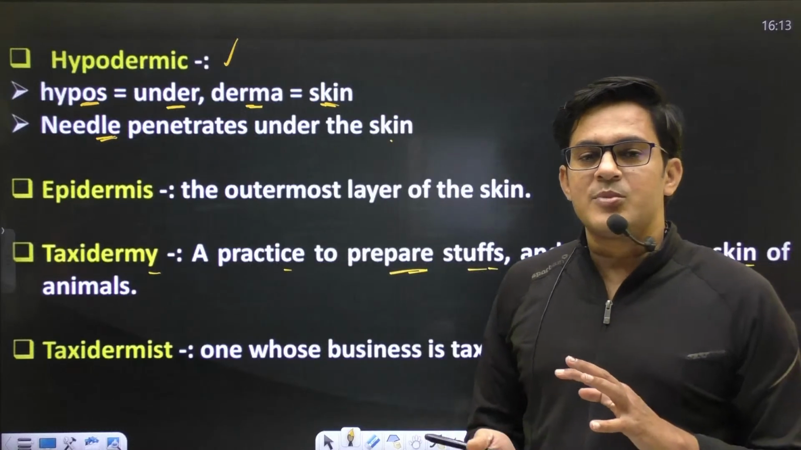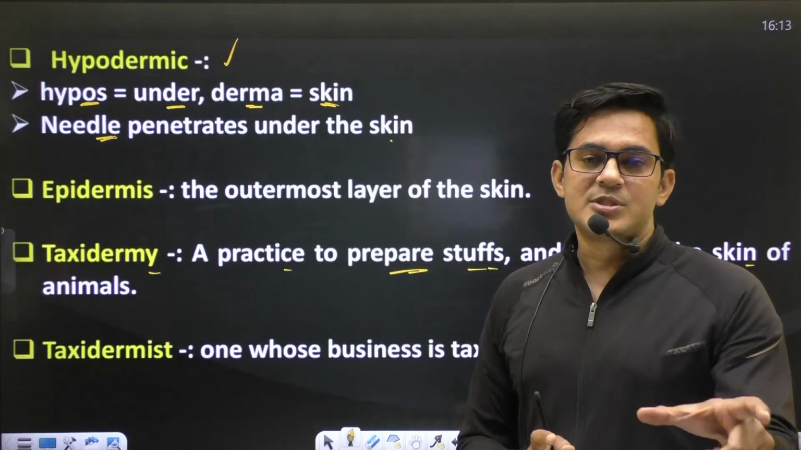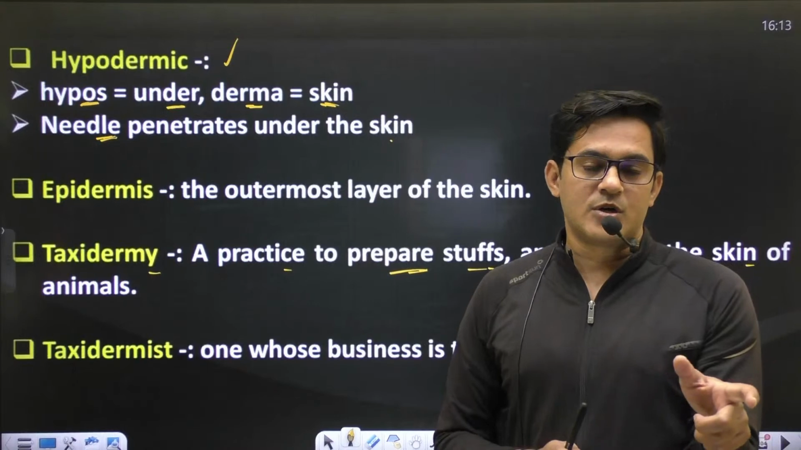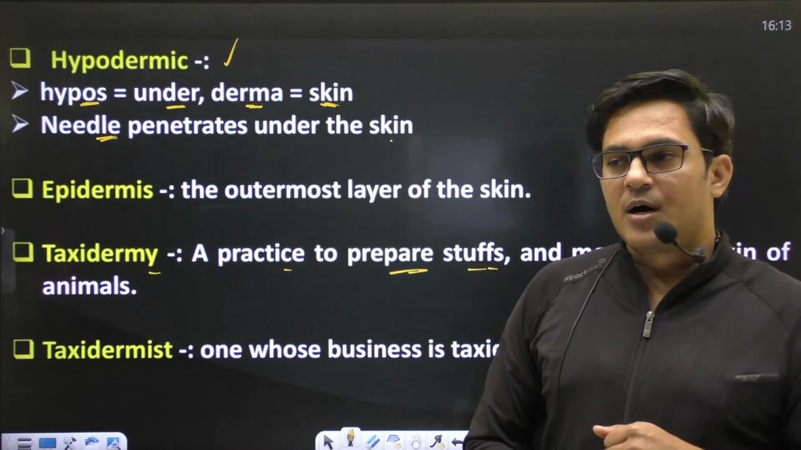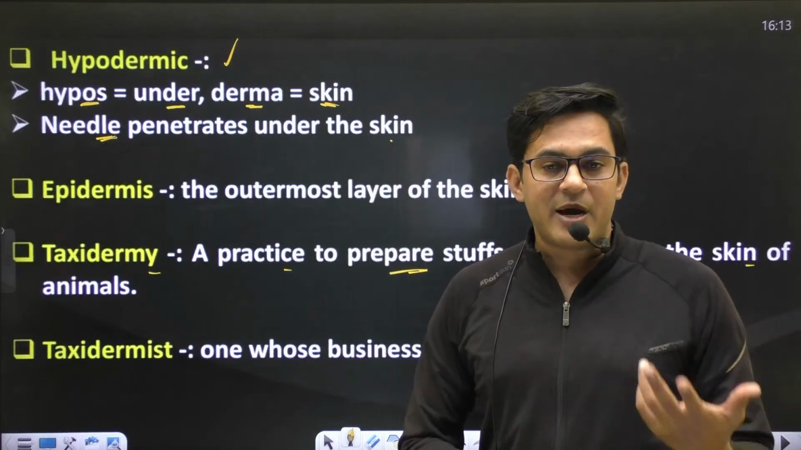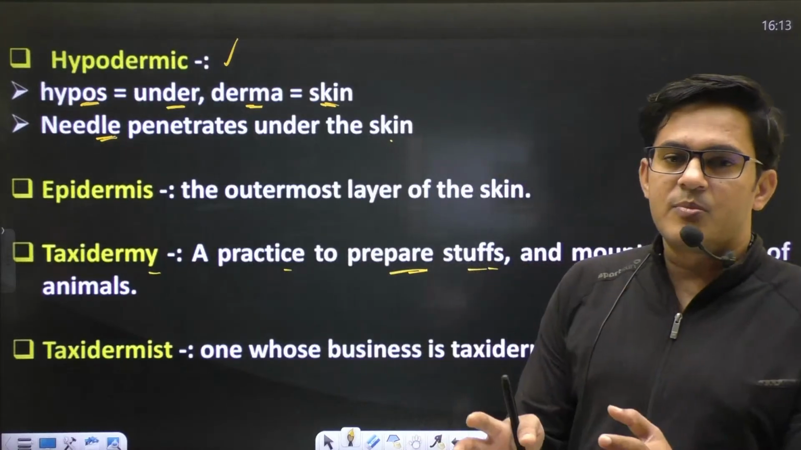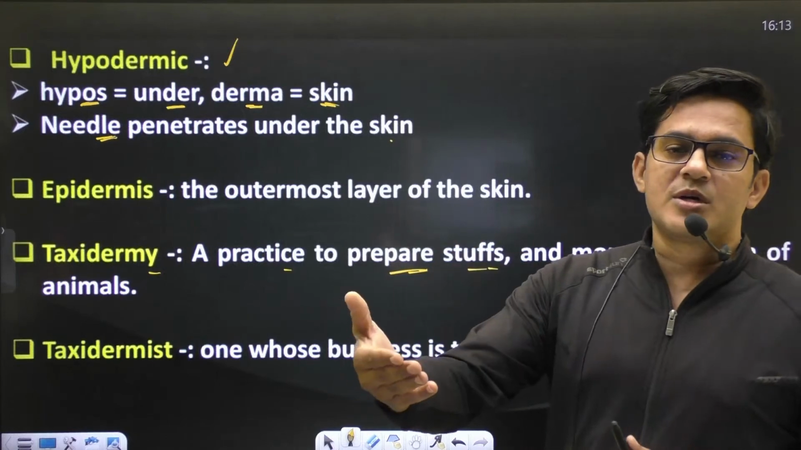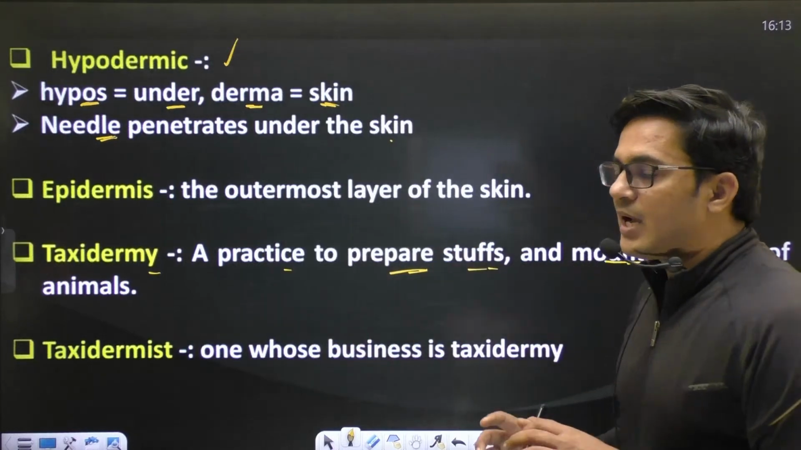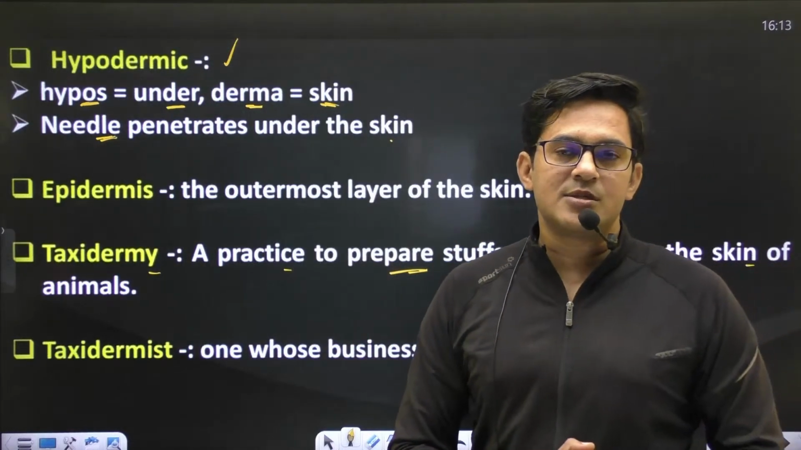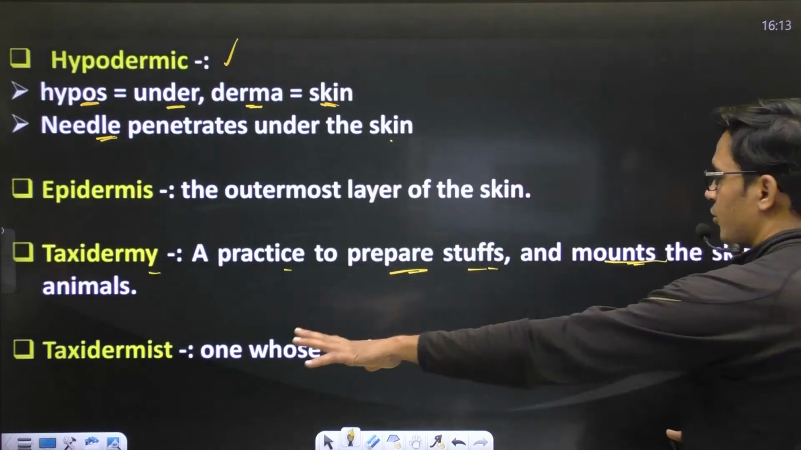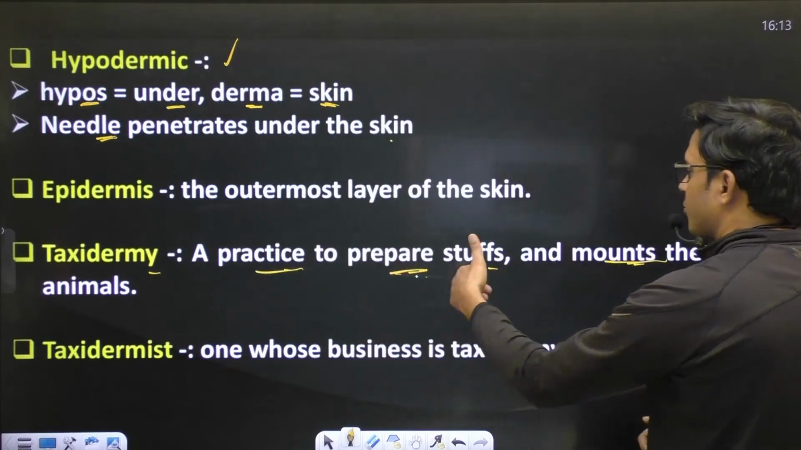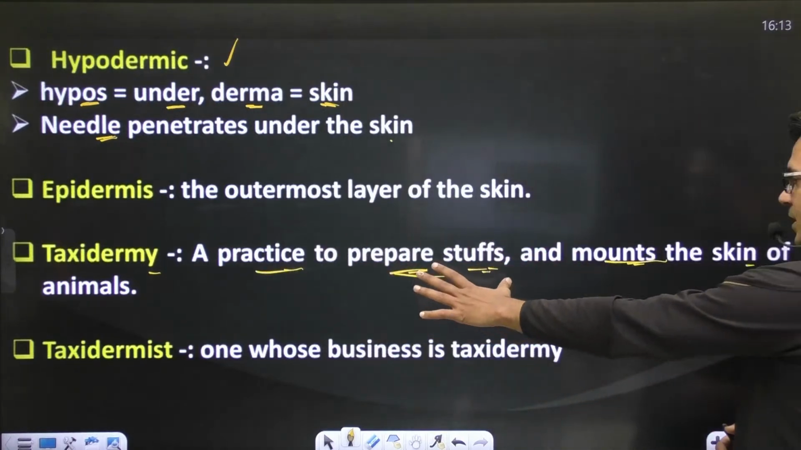So a taxidermist is a person who normally preserves the dead body of a person for many purposes, like research purpose or medical purpose. They just keep the dead body safe, okay, by applying some chemical on it. They just make the dead body safe. Taxidermy, practice to prepare stuffs, this is also taxidermy.